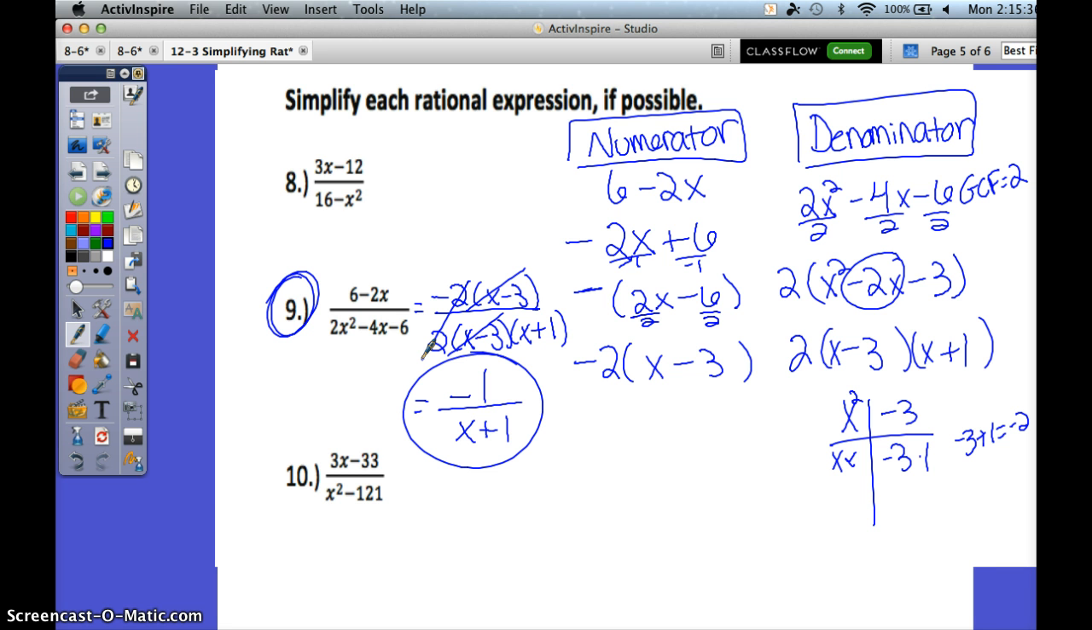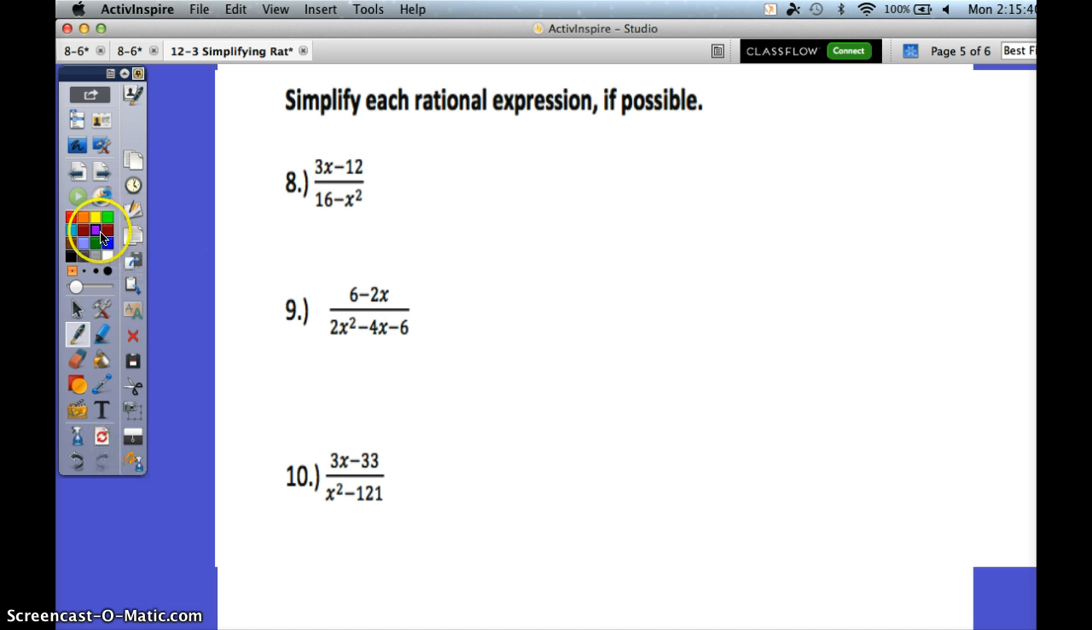So again, hit pause if you're still writing, because I'm going to clear this off, and we're going to do number 10. The same idea. We're going to do the numerator and the denominator.